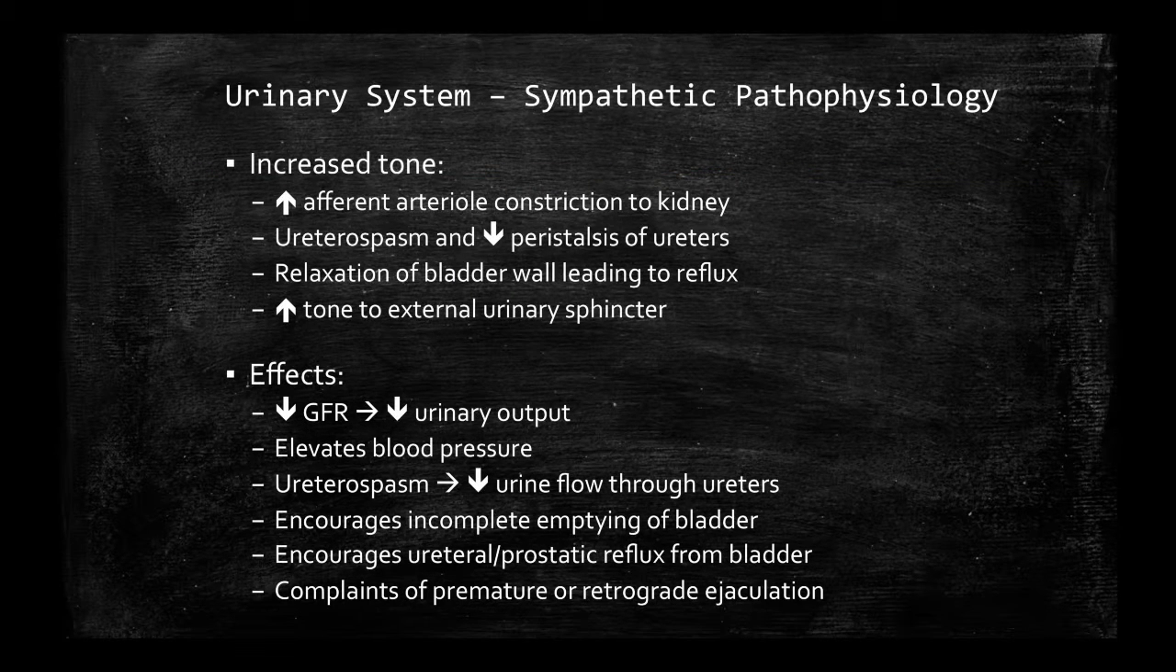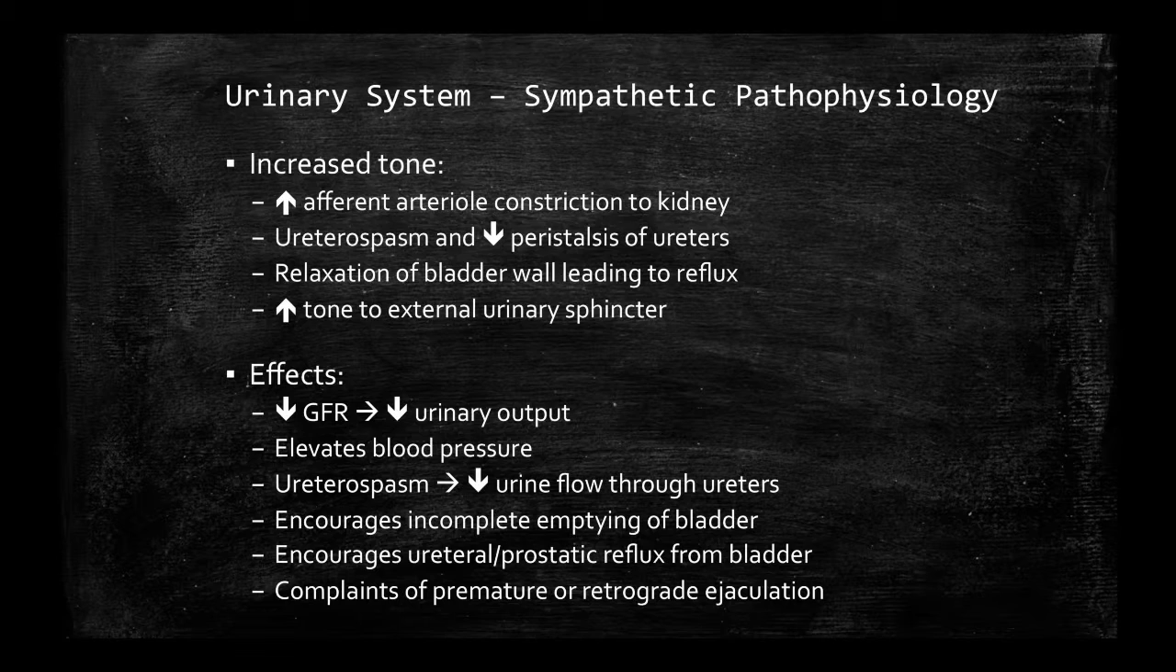With an increase in sympathetic tone, there's an increase in afferent arterial constriction to the kidney, also ureterospasm and decreased peristalsis of the ureters, also a relaxation of the bladder wall that can lead to reflux, and an increased tone to the external urinary sphincter. So these changes, due to the sympathetic activation, cause a decrease in the GFR and a decrease in urinary output. This also will increase blood pressure, and the ureterospasm mentioned above will decrease urine flow through the ureters, causing urine to back up in the system.